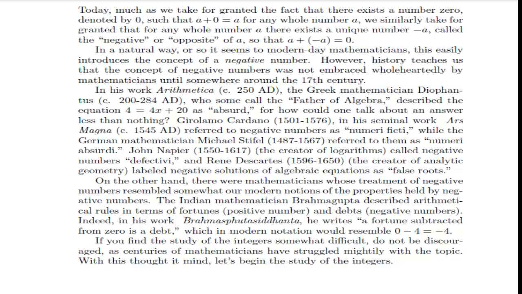On the other hand, there were mathematicians whose treatment of negative numbers resembled somewhat our modern notions of the properties held by negative numbers. The Indian mathematician Brahmagupta described arithmetical rules in terms of fortunes, positive numbers, and depths, negative numbers. Indeed, in his work Brahmasphutasiddhanta, he writes, "A fortune subtracted from 0 is a depth," which in modern notation would resemble 0 minus 4 equals negative 4.